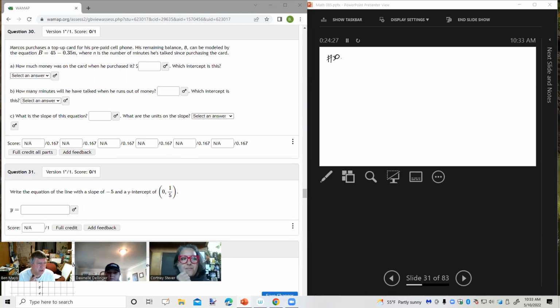Marcos purchases a top-up card, never heard of that, anyway, for his prepaid cell phone. His remaining balance, B, can be modeled by the equation B equals 45 minus 0.35 N, where N is the number of minutes he's talked since purchasing the card. So N equals number of minutes, and B equals balance. First of all, I'm going to rewrite this in slope-intercept form.